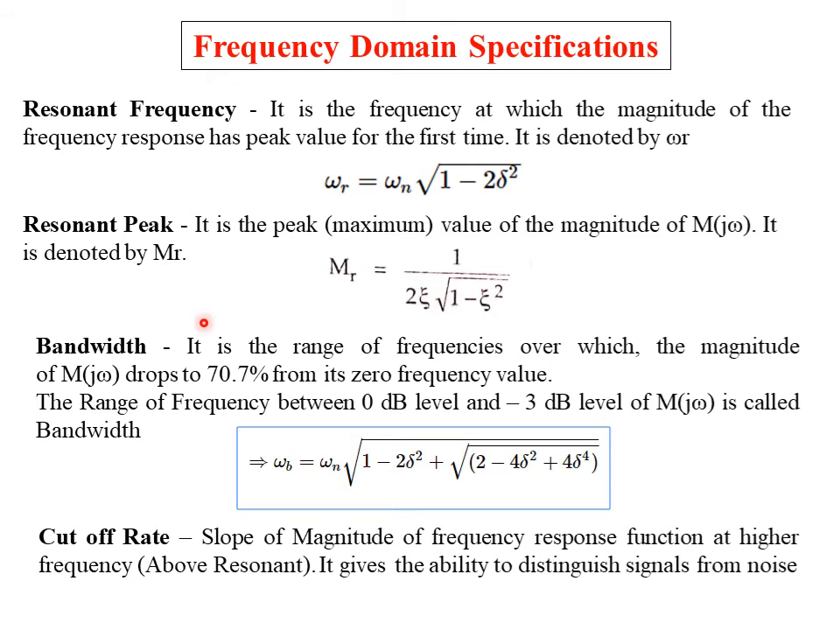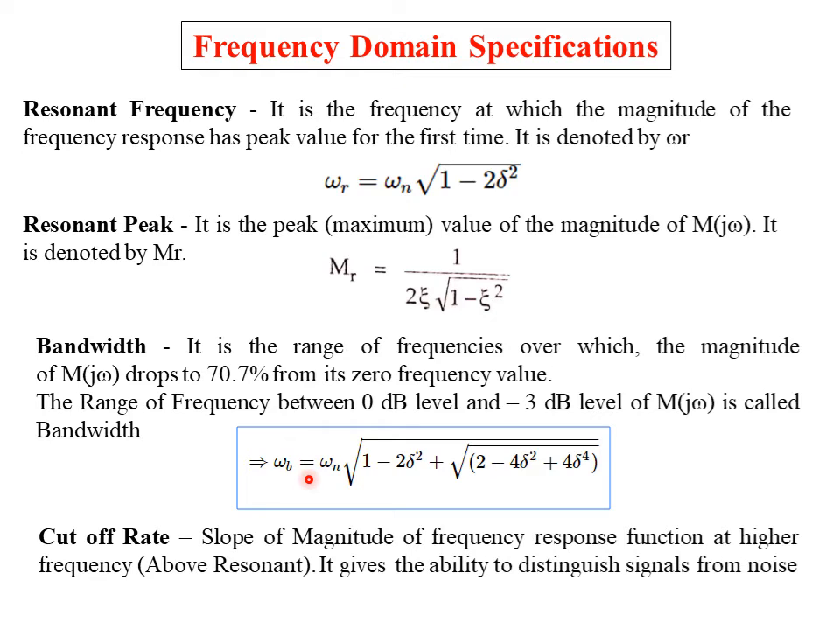Now the third one is the bandwidth. It is the range of frequencies over which the magnitude M j omega drops to 70.7% of the zero frequency value. Also, it is the range of frequency between the 0 dB level, that is decibel level, and the minus 3 decibel level of magnitude M j omega, which is called bandwidth. This is the formula for the bandwidth: omega b is equal to omega n under root 1 minus twice zeta square plus under root 2 minus 4 zeta square plus 4 zeta to the power 4.